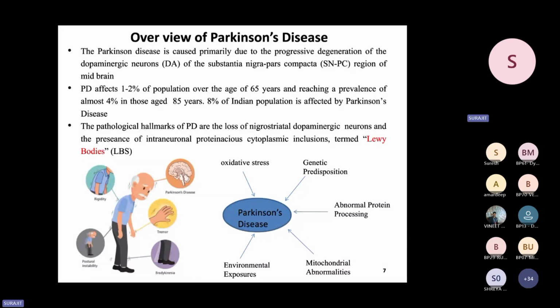What are the other clinical symptoms related to Parkinson disease? One is rigidity, another is tremor. This tremor is unilateral, and there are bradykinesia and postural instability. The etiology includes oxidative stress, genetic predisposition, abnormal protein processing, mitochondrial abnormalities, and environmental exposures.